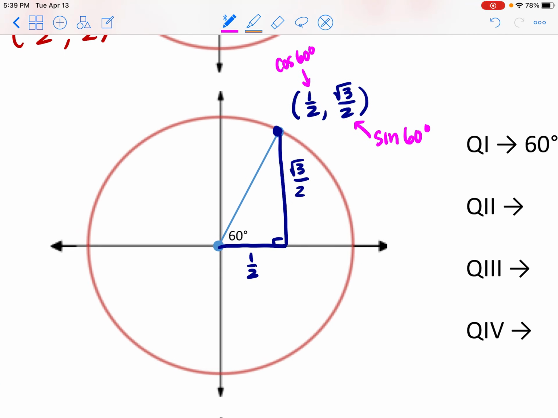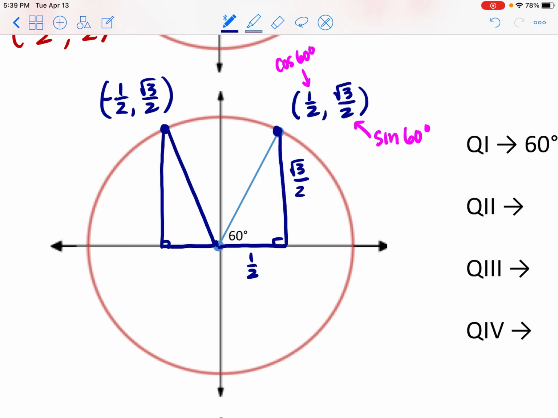Now if I reflect that triangle over to quadrant 2, what's my angle going to be? Well, it's making the same exact triangle. I'm not drawing that very well, but I think you know what I'm trying to do. So let's try to copy this triangle. Same triangle, same coordinates, 1/2 and radical 3 over 2. But in quadrant 2, we have negative x values.